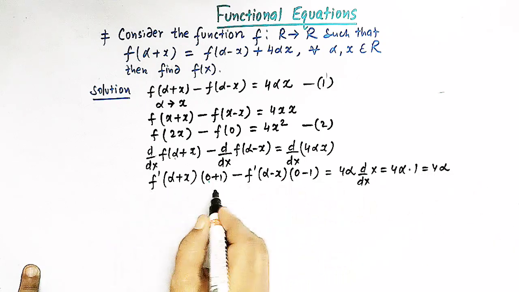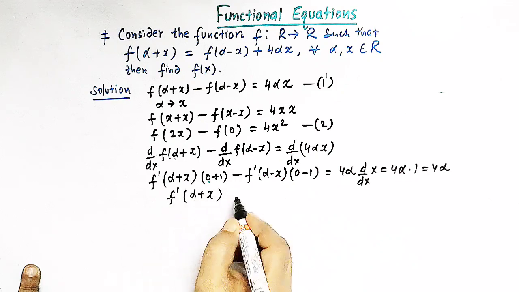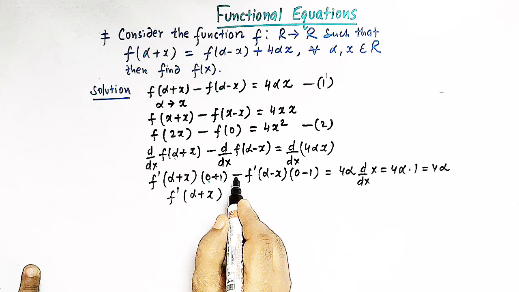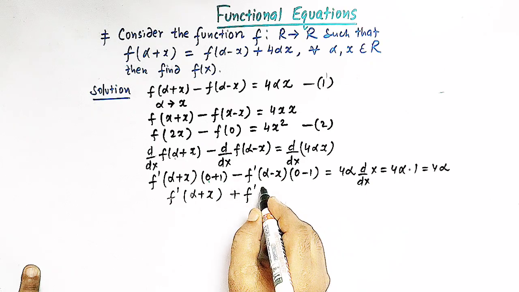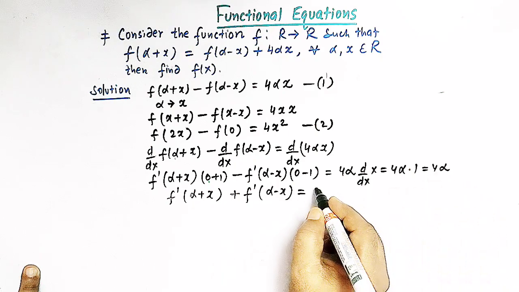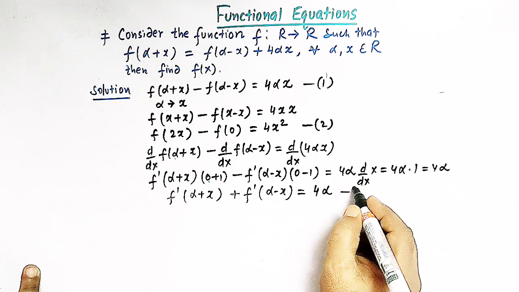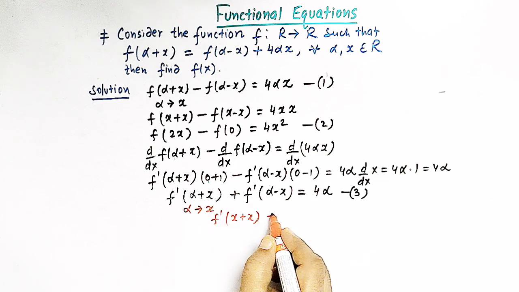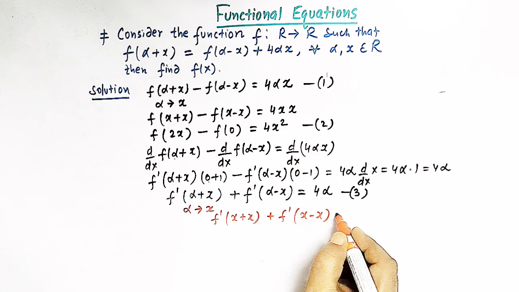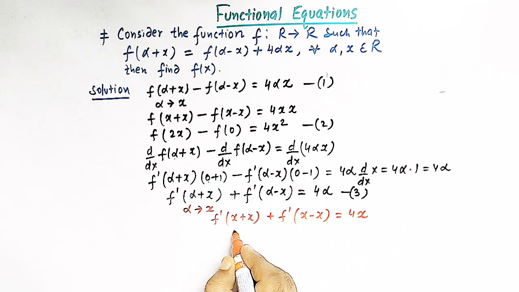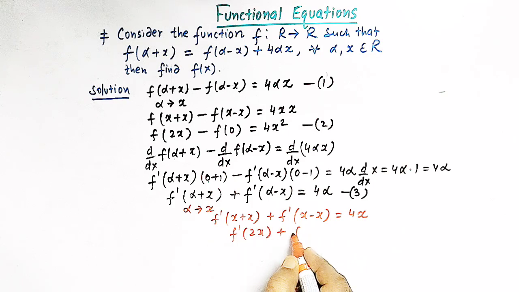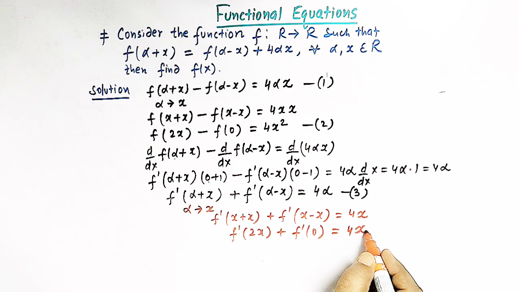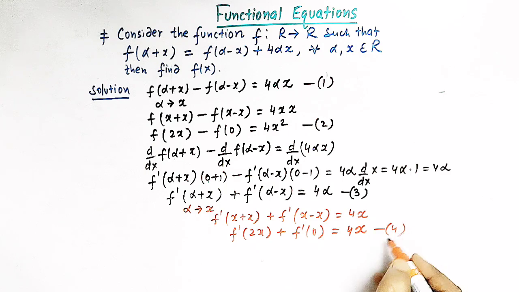Now we can rewrite this equation as f prime of alpha plus x, and this negative sign when multiplied with the other negative sign becomes positive. So we have plus f prime of alpha minus x equals 4 alpha. Let us call this equation number 3. Now let us replace alpha by x in equation number 3. We'll get f prime of x plus x, plus f prime of x minus x, equal to 4x. So this is f prime of 2x plus f prime of 0 equal to 4x. Let us call this equation number 4.